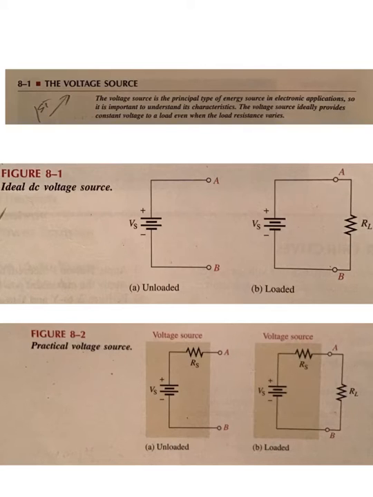Well, look at figure 8-1. An ideal voltage source has no resistance. In other words, it's just a battery. You hook a load on it, like you see there in figure B of 8-1, and the voltage is received by the load. But I'm here to tell you that in figure 8-2, a practical voltage source is a different thing.